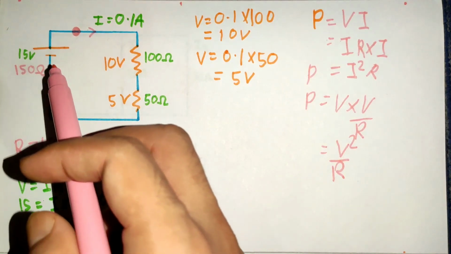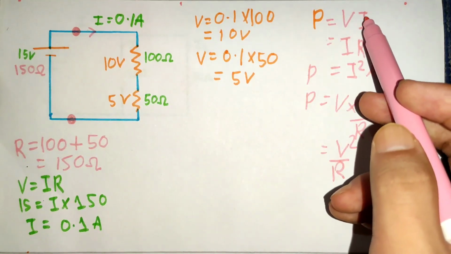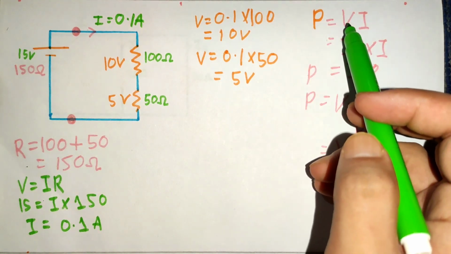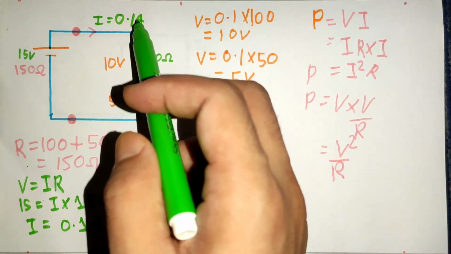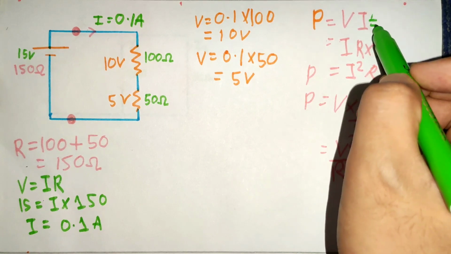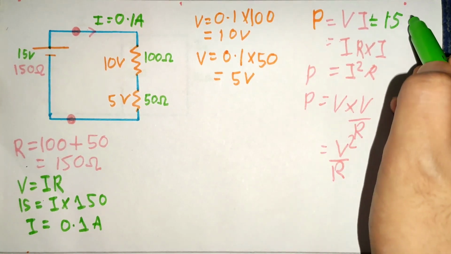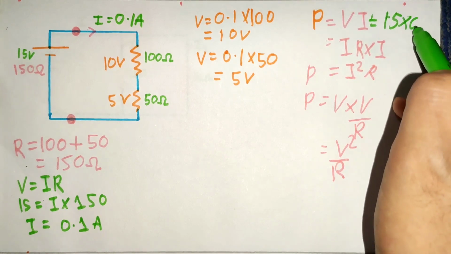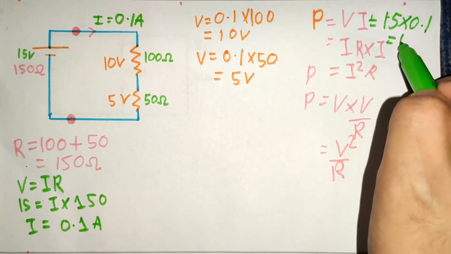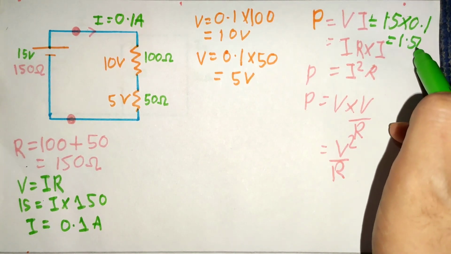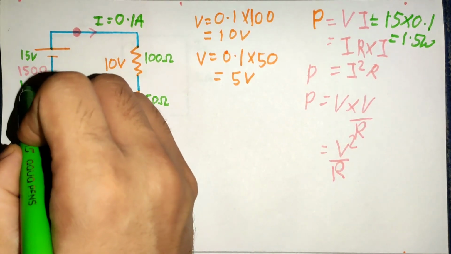Now let's calculate how much power is delivered by our battery by using our first formula. We have voltage 15 volt and current 0.1 ampere. So we can write 15 into 0.1, and that gives us 1.5 watt. This 1.5 watt of power is delivered by the battery.